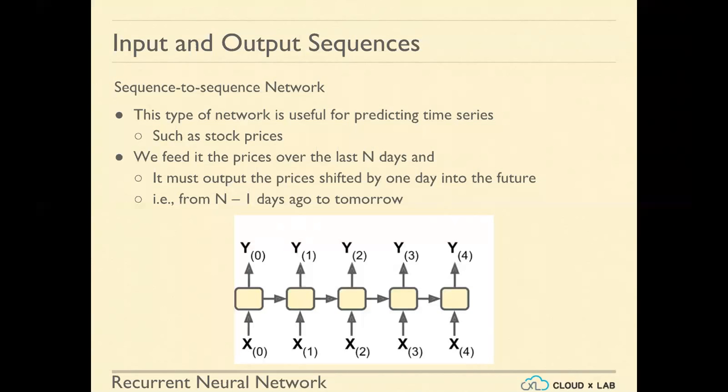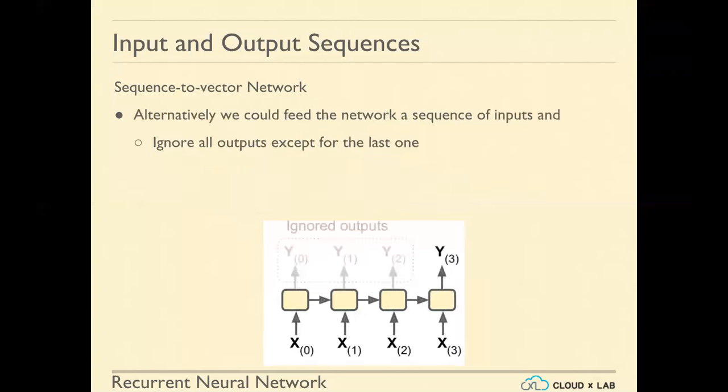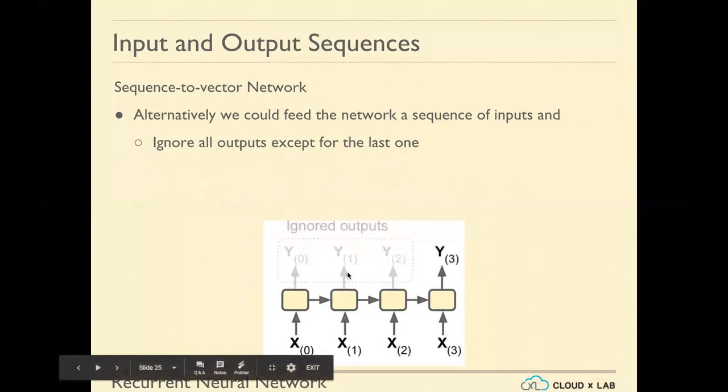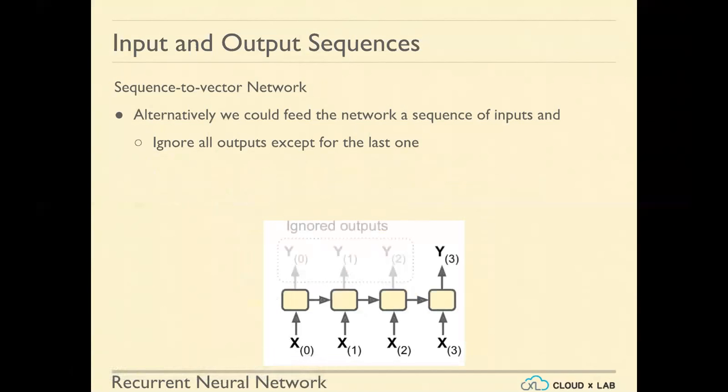All right. Now, this is called sequence to sequence. Now, sometimes we don't want the output right away. We keep on feeding the input sequence, and after a while, we would like to observe the output. This is called sequence to vector.